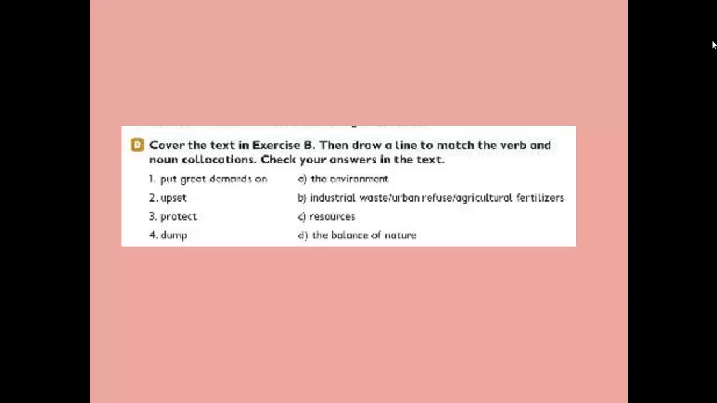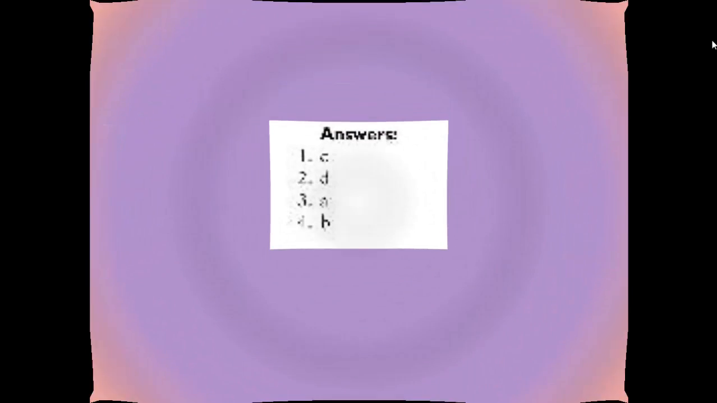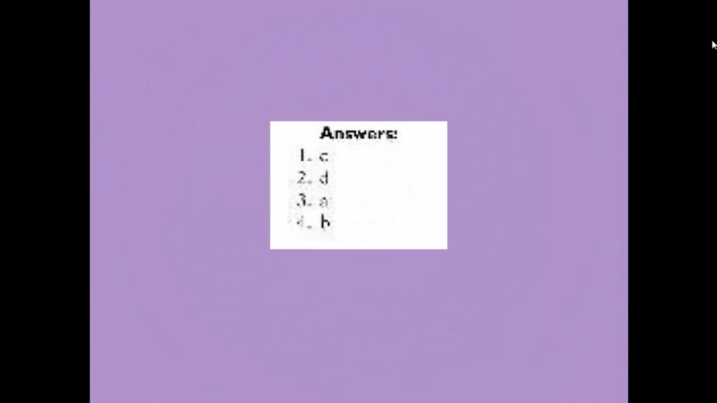Here we have matched between the verb and the noun collocations. Here you are the answers. Number 1 with C. Number 2 we match it with number D. Number 3 with A, and finally number 4 with B.